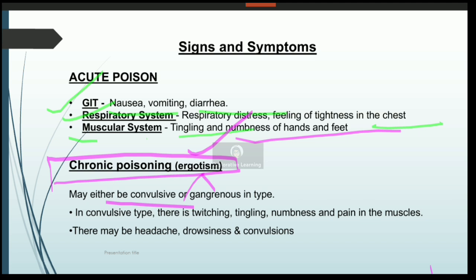In the convulsive type, twitching, tingling, numbness and pain in the muscles of the patient are observed. These all terms are related to the discomfort that is caused in the muscles of the patient. It can be followed by convulsion along with headache and drowsiness. Now you are frequently coming across this word convulsion. You must be thinking, what is it? Then let me explain this to you. Convulsion is a condition in which muscles contract and relax quickly, and it can result in uncontrollable shaking of the body. The person might not be able to control the shaking movement observed in their body.